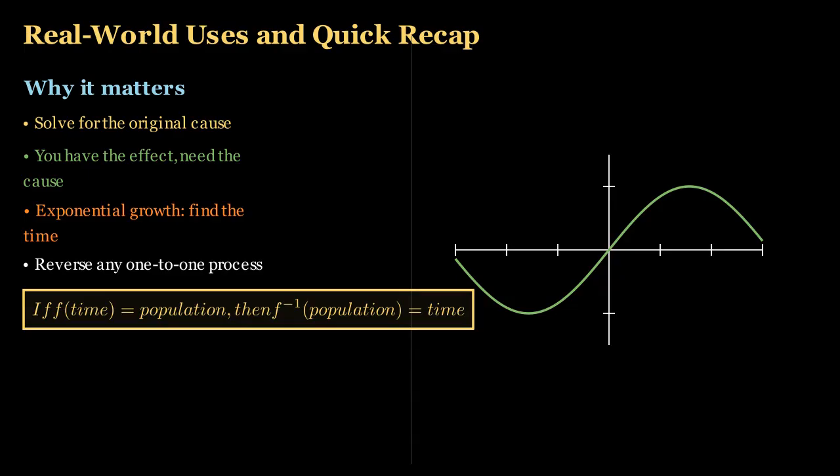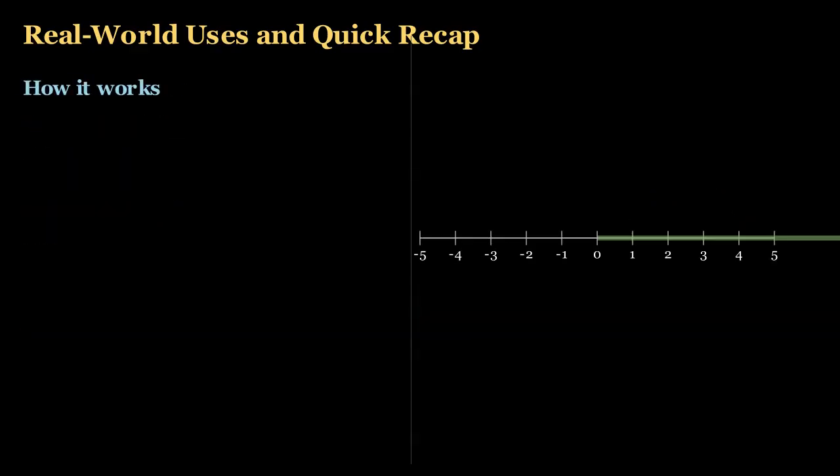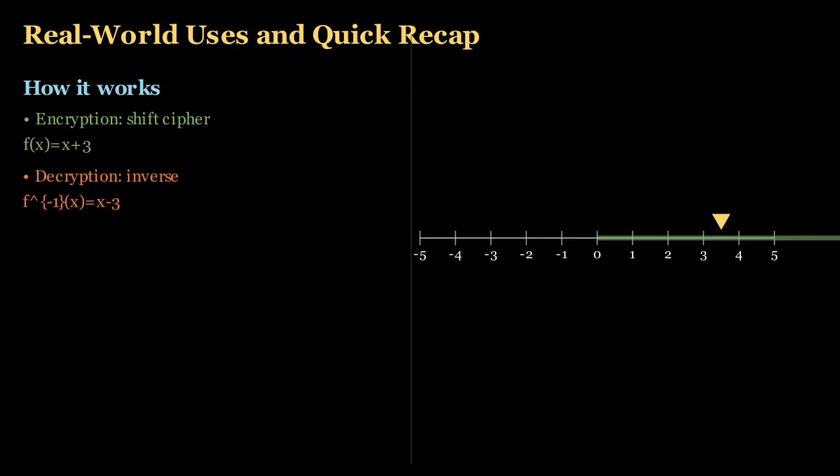Let's see how this works with a simple encryption. Imagine a shift cipher where we replace each letter with the one 3 places after it. Mathematically, this is the function f of x equals x plus 3. To decrypt, we need the inverse function. We swap the input and output and solve for the new output. Starting with y equals x plus 3, we swap to get x equals y plus 3, and solve for y to get y equals x minus 3. So the decryption function, the inverse, is f inverse of x equals x minus 3.